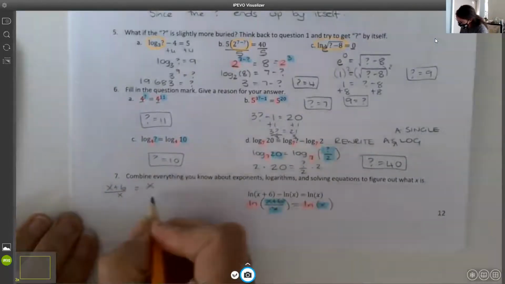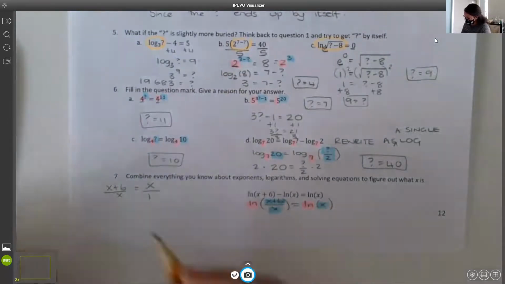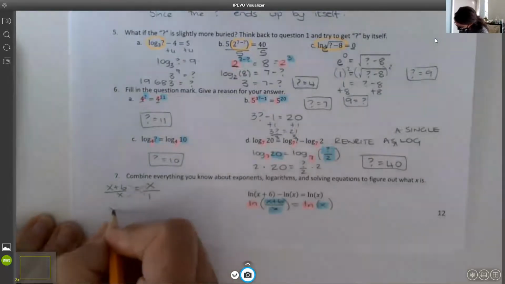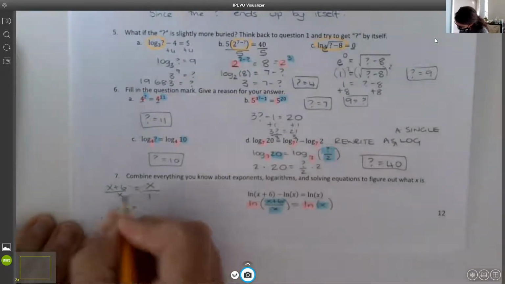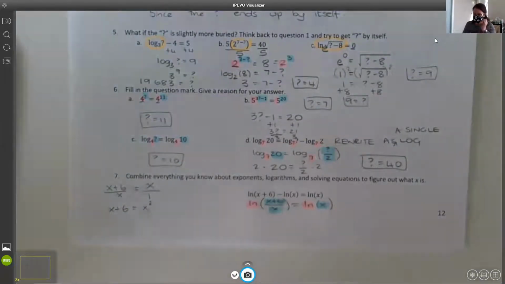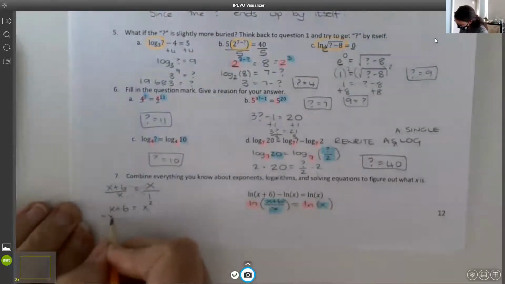So this is just a proportion, and you can solve it by doing the cross product. So you can do 1 times x plus 6 is x plus 6. X times x is x squared. Go ahead and finish solving that equation if you haven't done that already. Did anyone get an answer for this one, by the way? Okay, let's go ahead and finish solving that.